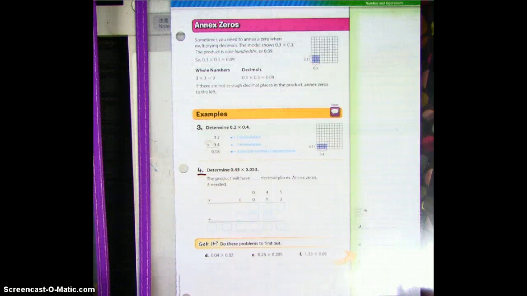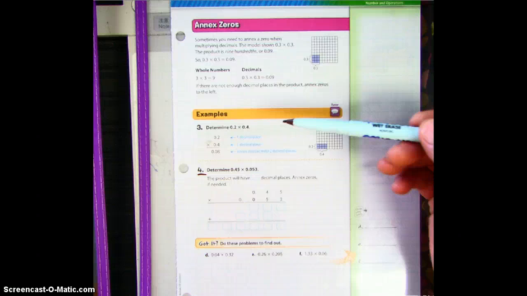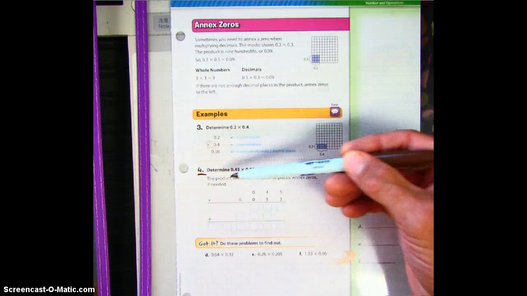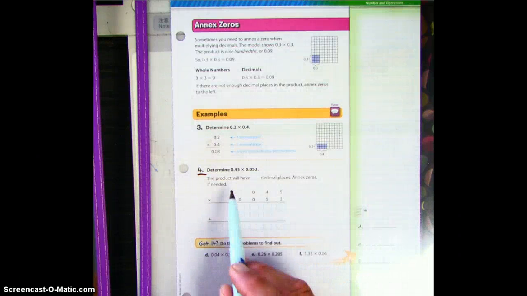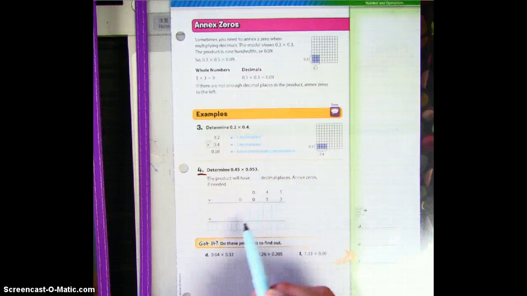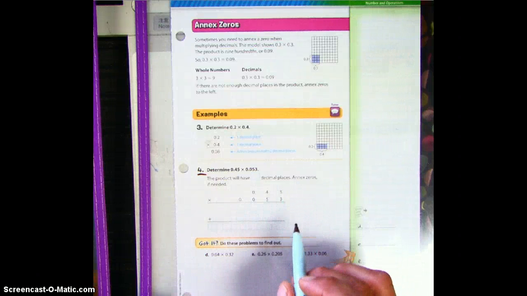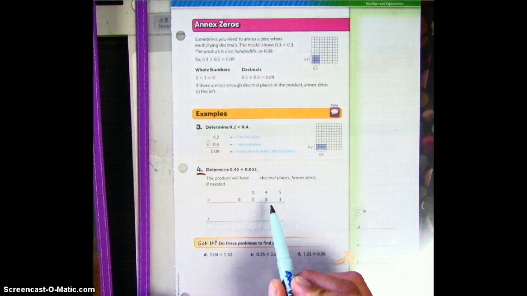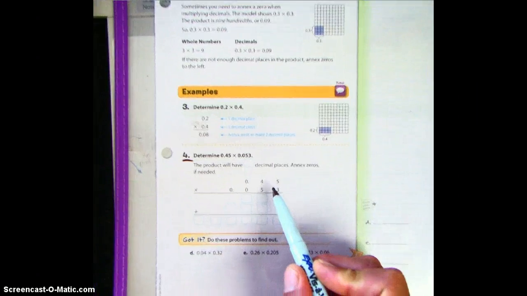Okay, students, carrying on, we are now on page 107. It says annex zeros at the top. We're going to go ahead and start on problem 4 of the examples. Now, one thing we want to do is think about what we're going to end up with. This product will have blank decimal places. Annex the zeros if needed. So let's go ahead and count how many digits are to the right of the decimal place.